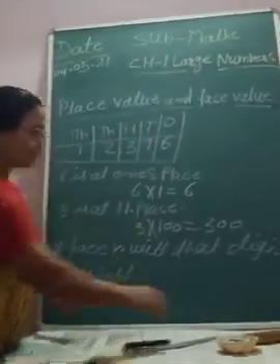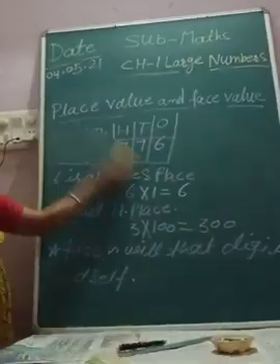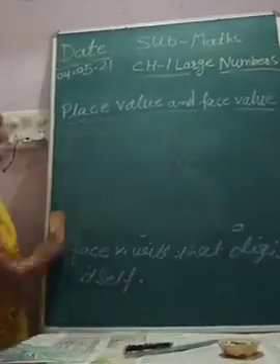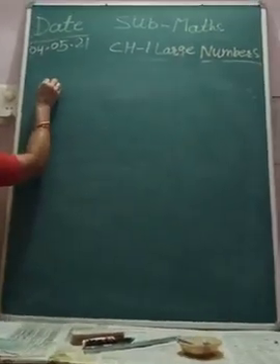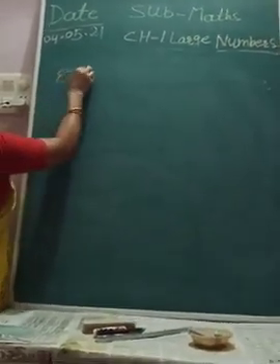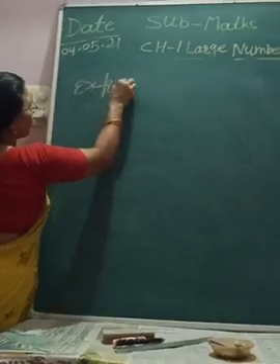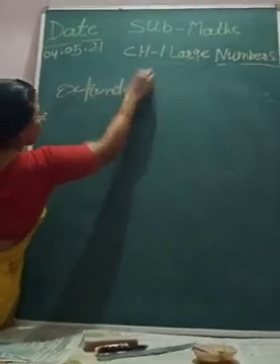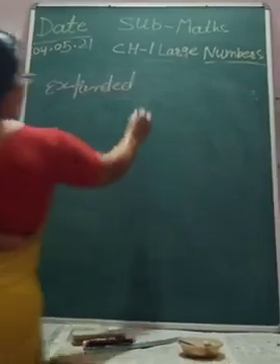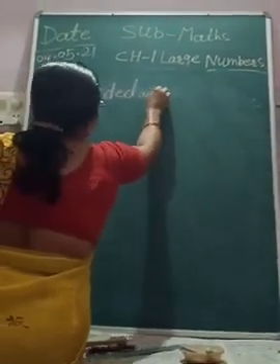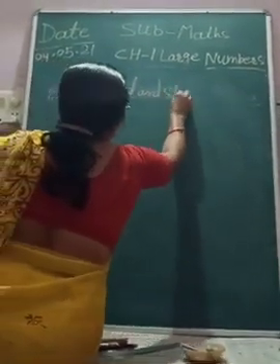Clear? This is your place value and face value. Your next topic is expanded form and standard form.